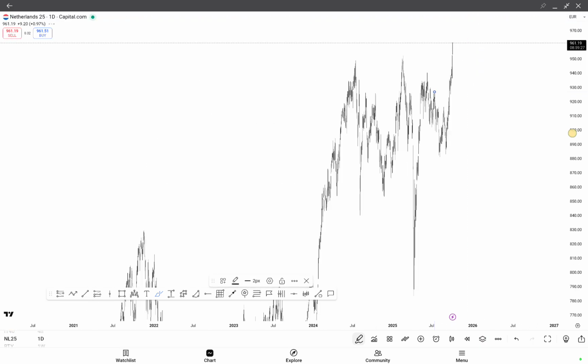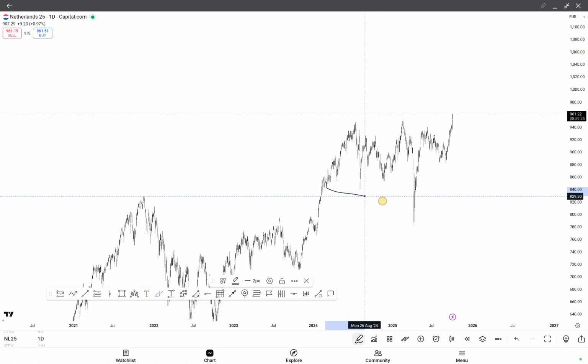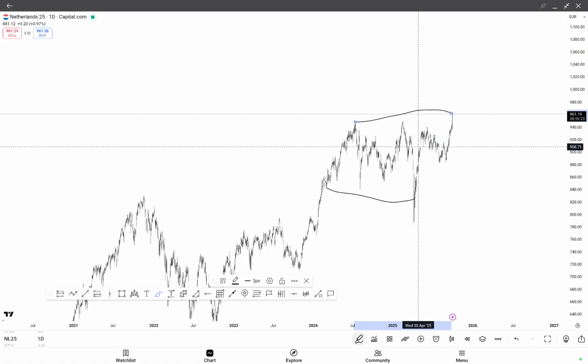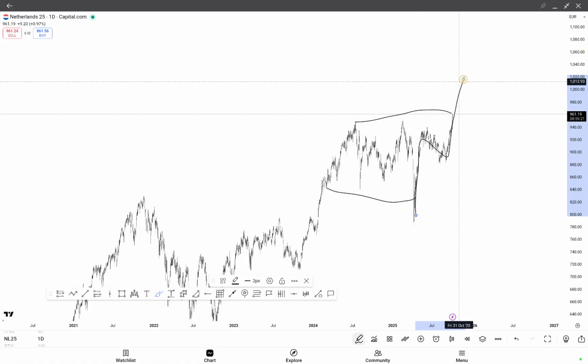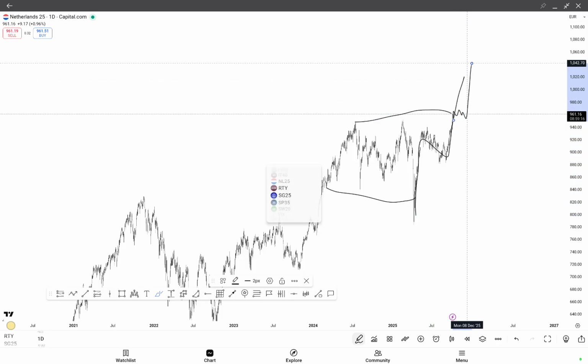NL25, it's decent, to be honest. You've got this overall range right now. We've come up phase 1, phase 2, phase 3. It makes sense for this to push higher, so I'd wait for continuation and move.